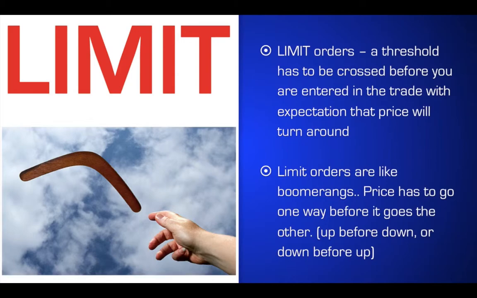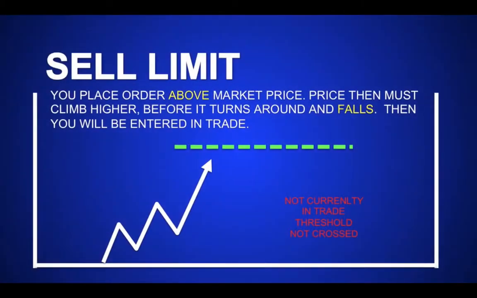A limit order is when a threshold has to be crossed before you are entering the trade, with the expectation that price is going to turn around and go in a different direction. Okay, so if you look at this picture, limit orders are like a boomerang. You throw it and it comes back, or like a U-turn. It's another way of looking at it. Price has to go one way before it goes the other. So an example, up before it goes down, or down before it goes up. You're expecting that price is going to continue for a little while, and then it will eventually turn around like a U-turn. So an example of a limit is, let's use a sell limit.